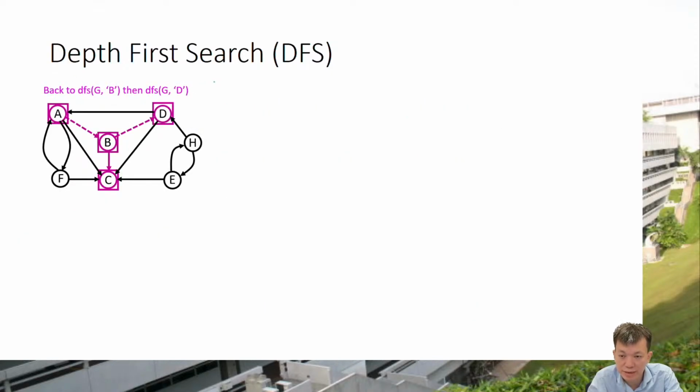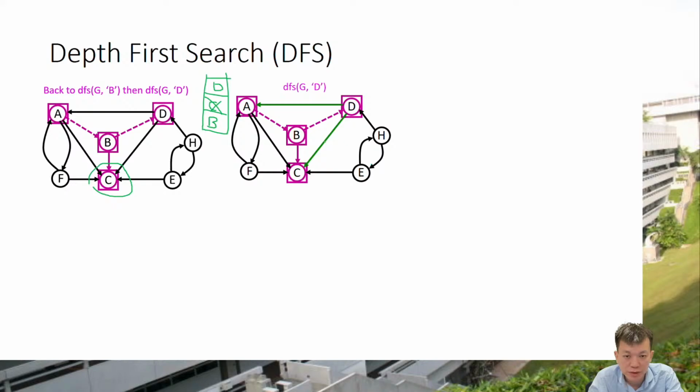Now B and C are in the stack, but C has no more neighbors. You can see that C does not have any adjacent nodes, because it's a directed graph. So too bad, you have to pop this out. Then you look at B: does it have any unvisited nodes? Which is D. D is unvisited, so you will push D into the stack.